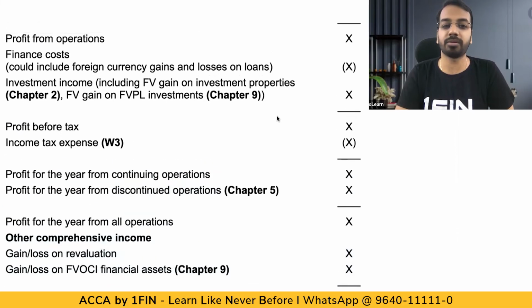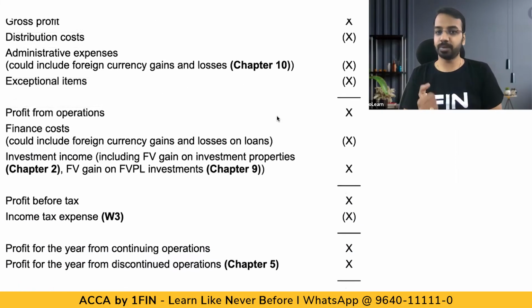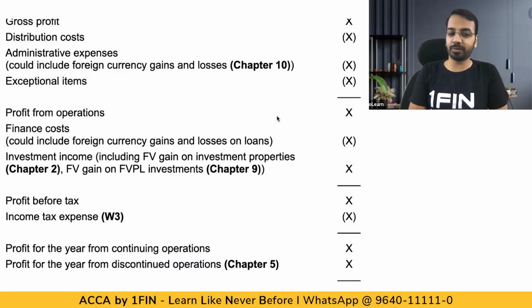So basically, so far what you have seen is revenue, cost of sales, expenses, finance cost, and investment income. All of that put together gives you profit before tax. Then you will have income tax expense. Then you'll have continuing operations profit and discontinued operations profit.